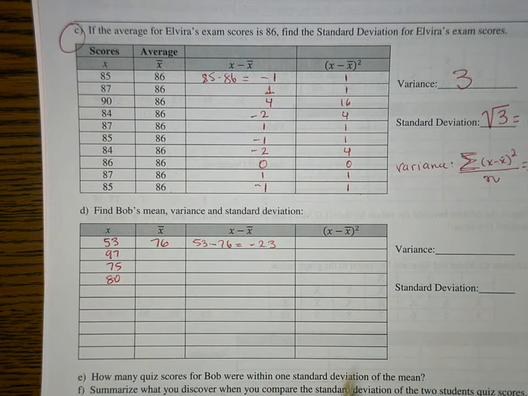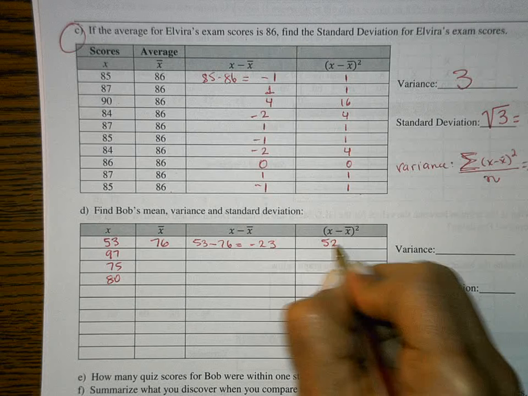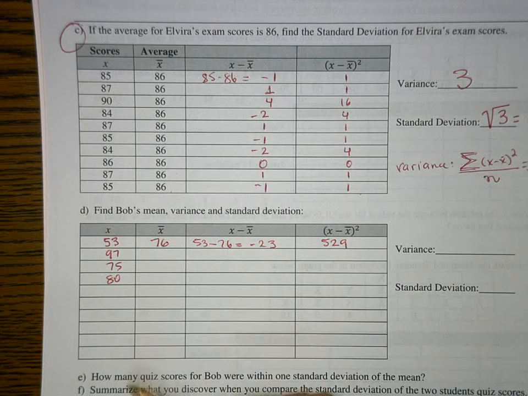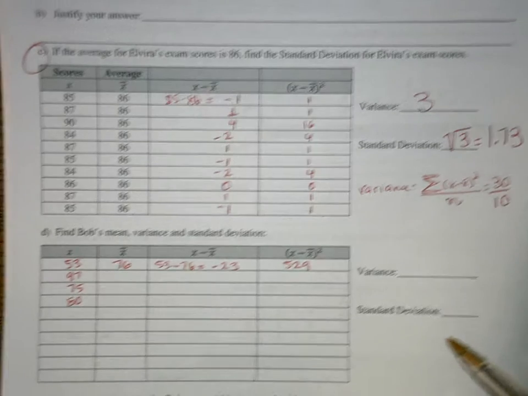And then you're going to square that. Negative 23 squared is 529. So that is exactly what you're going to be doing for all of them. And you're going to find the variance and you're going to find the standard deviation. Be careful because the variance causes a little bit of confusion, okay?